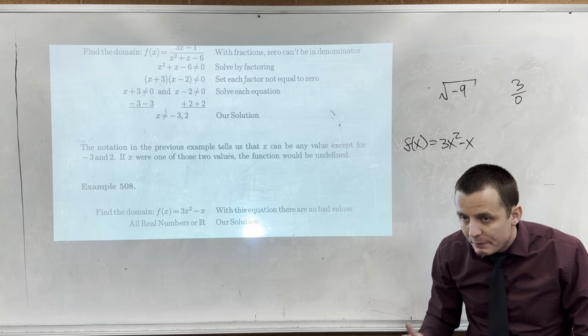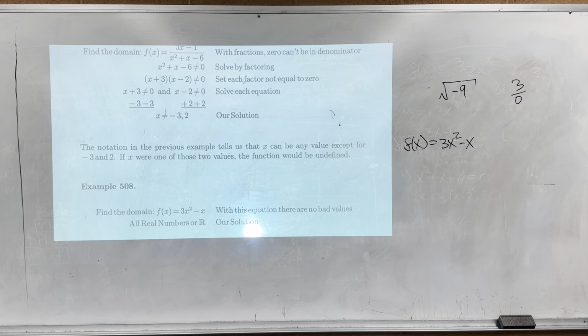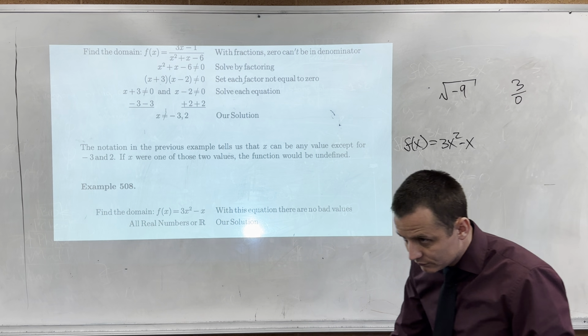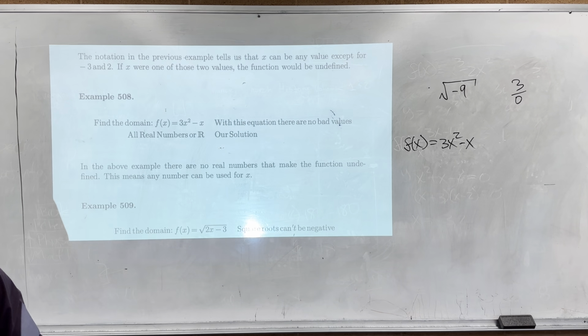So you're looking for the bad numbers, the numbers that break the function. Those are the only ones that won't be in the domain. You can't break this function. Any number you choose, if you plug it in, you get a number out. Go ahead. Good? Let's try another one.